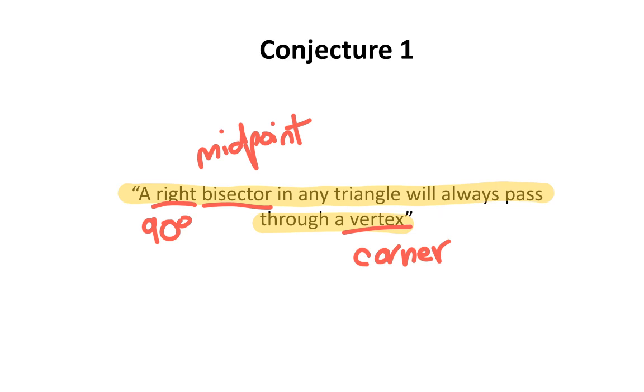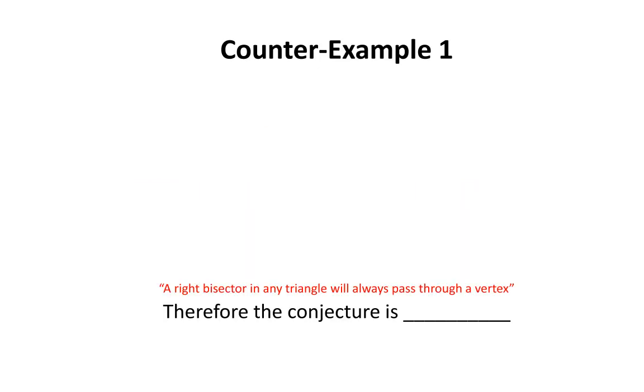Take a minute to think about this statement. Could it be true or could it be false? Our conjecture stated that a right bisector in any triangle will always pass through a vertex. Let's begin by drawing a right bisector in a triangle.